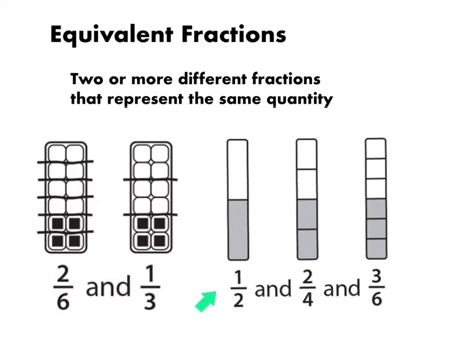The second representation is 1/2, which is a whole separated into 2 equal parts and 1 part is shaded. 2/4, which is 1 whole separated into 4 equal parts and 2 pieces are shaded. And 3/6, where the whole is separated into 6 equal parts and 3 pieces are shaded. We can tell by the picture that these 3 fractions, 1/2, 2/4, and 3/6, are equivalent fractions.